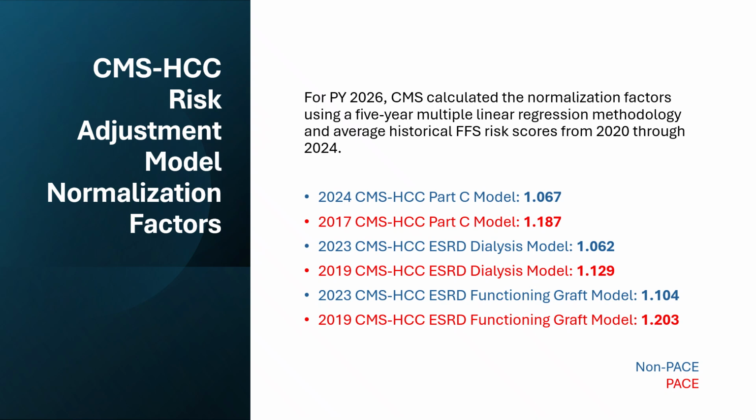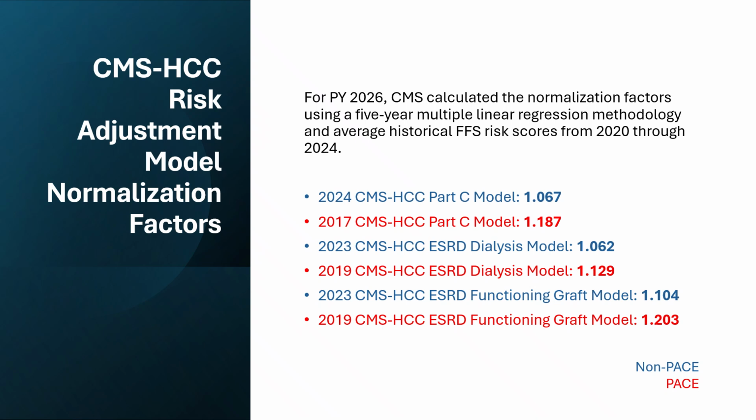For PACE organizations, CMS will calculate risk scores using 10% of the risk score calculated using diagnoses from encounter data and fee-for-service claims only, under the 2024 CMS-HCC model and the 2023 CMS-HCC ESRD models, and 90% of the risk score calculated using diagnoses from RAPs, encounter data, and fee-for-service claims, under the 2017 CMS-HCC model and the 2019 CMS-HCC ESRD models.